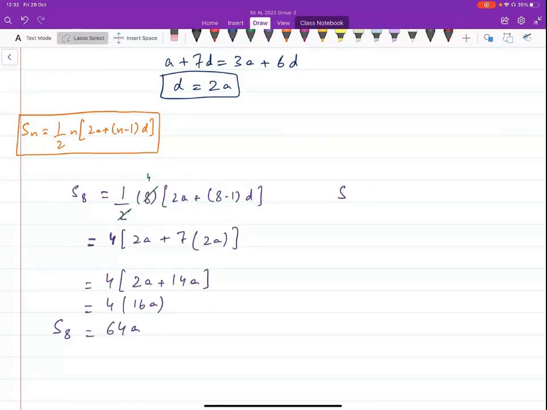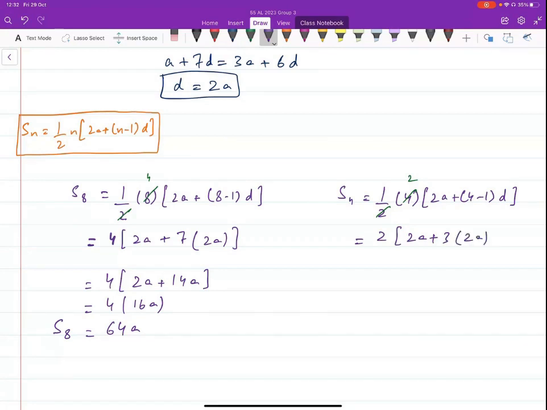Again, we apply the sum formula there. S4 equals 1 over 2 into 4 multiplied by 2 times A plus 4 minus 1 times the difference. Again, the 4 into outside, they get cancelled. And D inside, that can be replaced by 2 times A. Okay? Now this becomes 2 into 2A plus 6A, which is 8 times A. And that gives us 16 times A. This is S4. ठीक है.